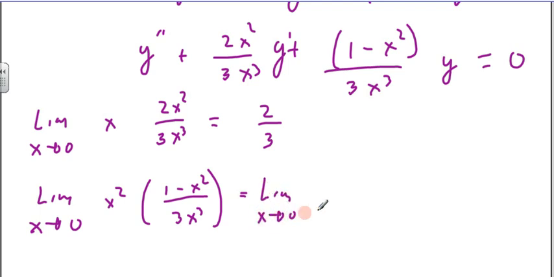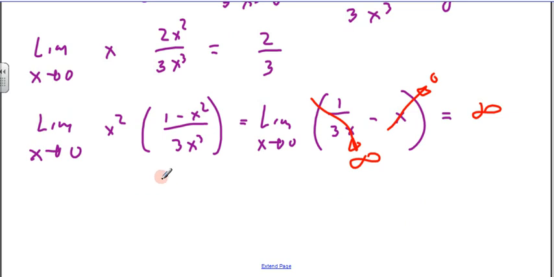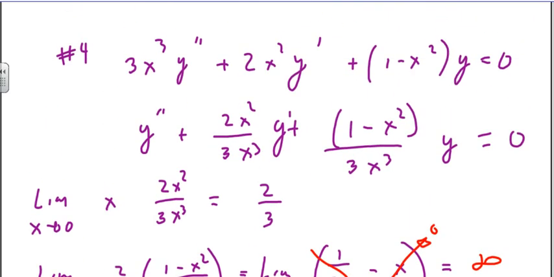That's the limit as x goes to 0 of 1 over 3x minus x. This first term does not go to 0, so the limit does not exist for the second limit, and therefore I am at an irregular singular point. And because I'm at an irregular singular point, that's good, because I can't solve the original problem using the Frobenius method, and now I don't have to use it. Isn't that lovely?